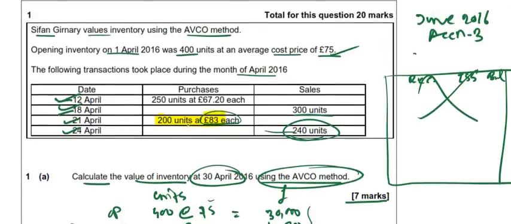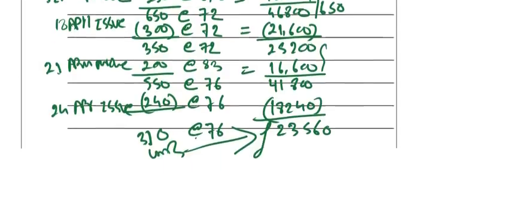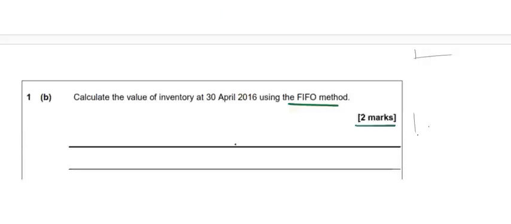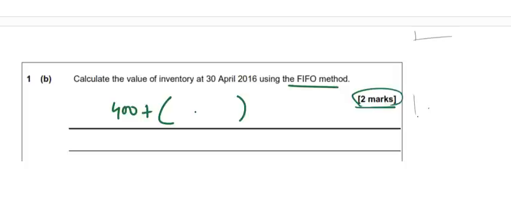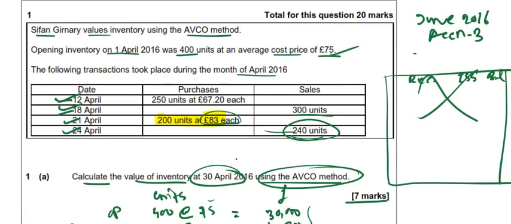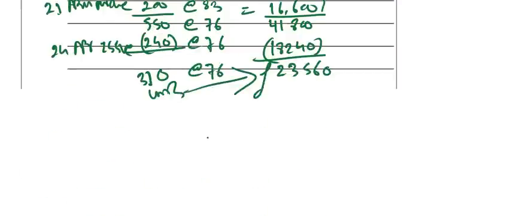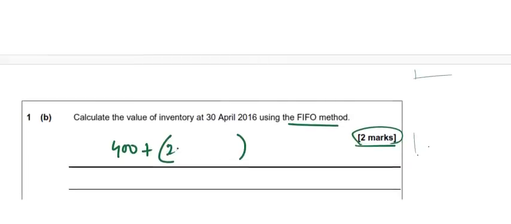Of the same question, we're going to do FIFO now, which is first in, first out, and only for 2 marks. Again, I'm telling you that we're not going to follow the long way. If you remember, you had 400 units at the beginning, then you purchased twice. We're going to add those both. What are the items we purchased? 250 and 200, isn't it? Yeah, we did. 250 plus 200, so 850 we bought.